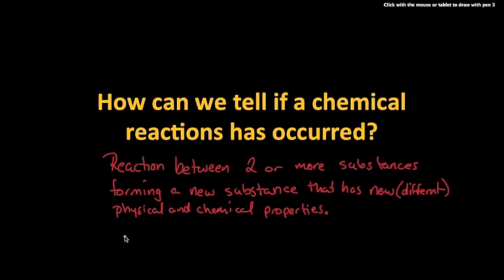We also established that a chemical property could be a substance's ability to either burn, which means it's flammable, react with acids, which means it will corrode, or react with oxygen, which means it will rust. But how do we know that this occurred? Well, we look for certain signs or evidence that a chemical reaction has occurred.